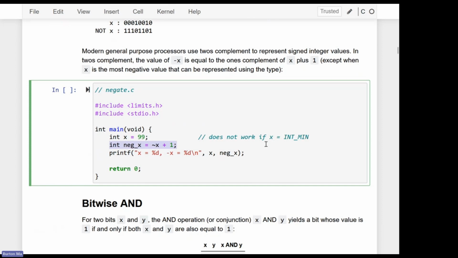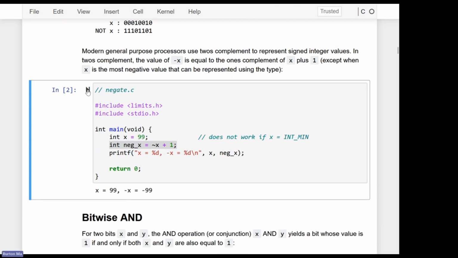And of course, this doesn't work if X happens to be equal to int min. If X is the most negative integer value, playing this trick doesn't give you back the negative value of X, because you can't represent it. Run the code and away you go. It actually does work. So when you print out neg X, you actually do get minus 99. So that algorithm I described 10 minutes ago really does in fact work.